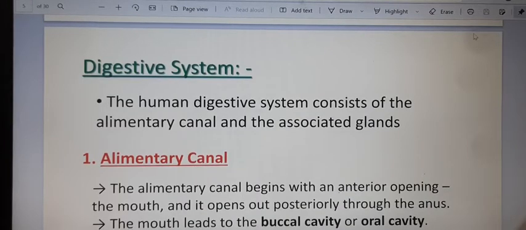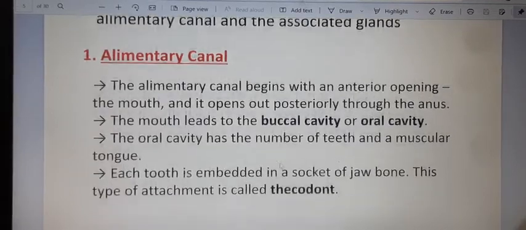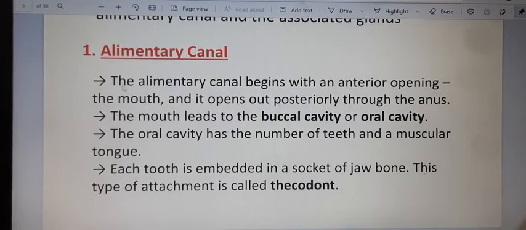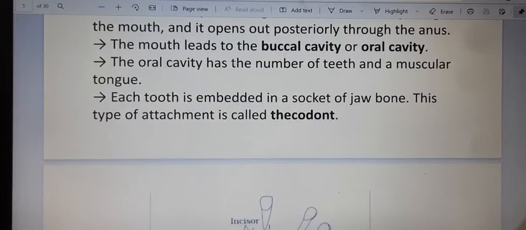So the parts of the digestive system, all the parts I have not discussed, so I am discussing here. In the digestive system, there are the following parts and the glands. First of all, the alimentary canal. The alimentary canal begins with an anterior opening, that is the mouth. Then the mouth opens out posteriorly through the anus, and the mouth leads to the buccal cavity or oral cavity.